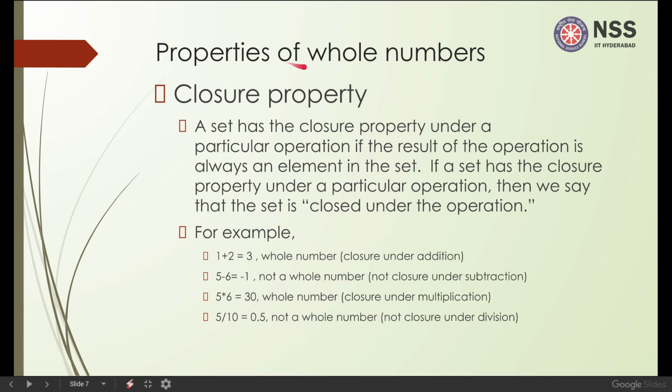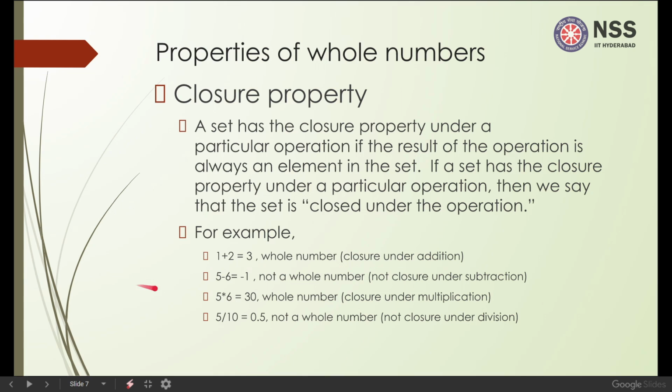Now let us try to understand a few properties of whole numbers. First, closure property. If we have a set with elements inside it which could be numbers, and if we apply an operation between two elements, and if the result of the operation gives us an element which belongs to the same set, then we can say that the set is closed under that operation. Let us try to understand this with the help of an example. If we add two whole numbers like 1 plus 2, we get 3, which is also a whole number. Therefore, whole numbers are closed under addition.